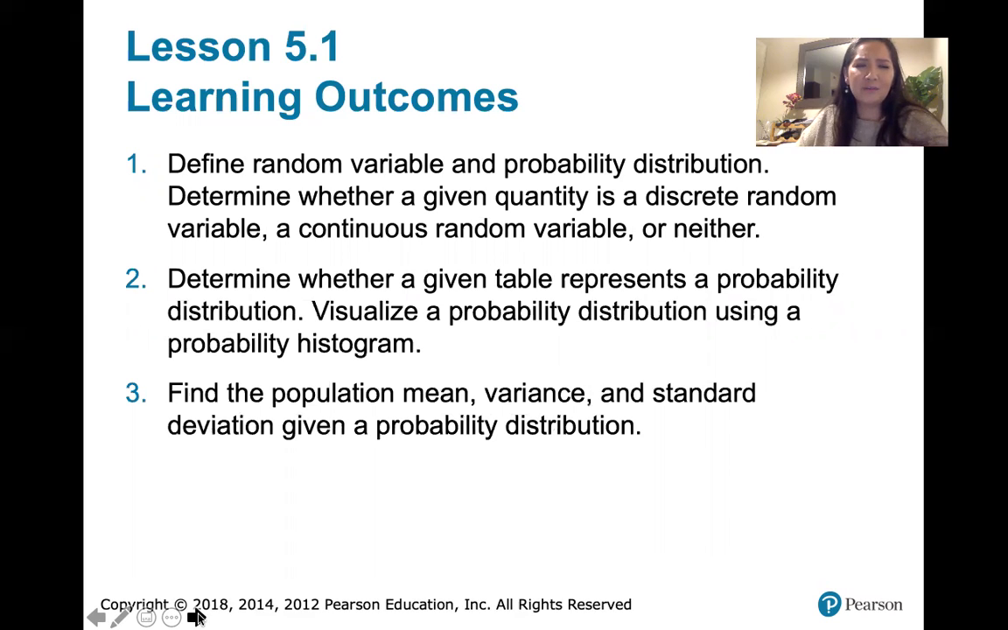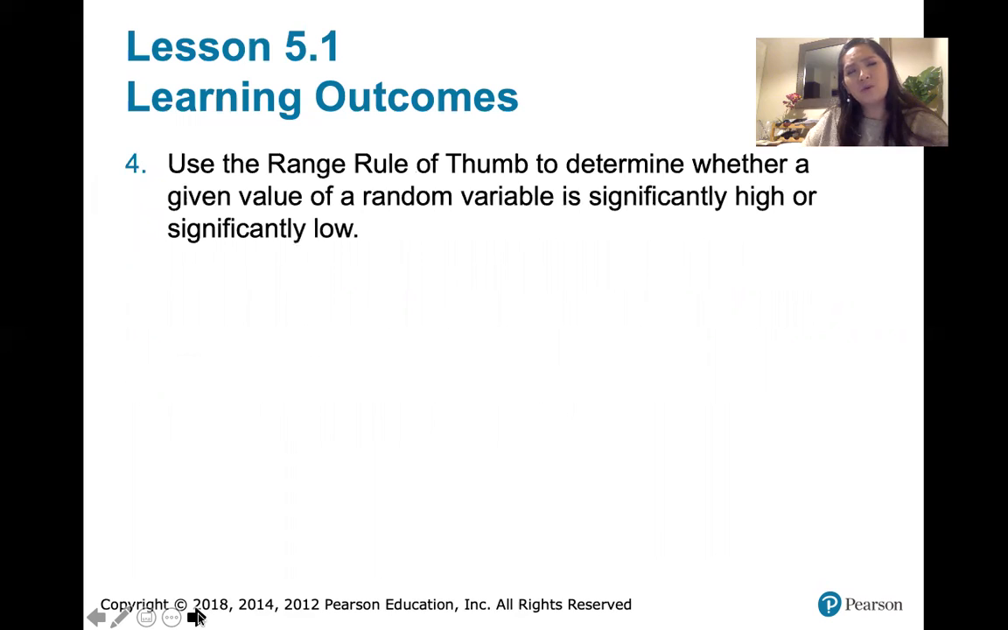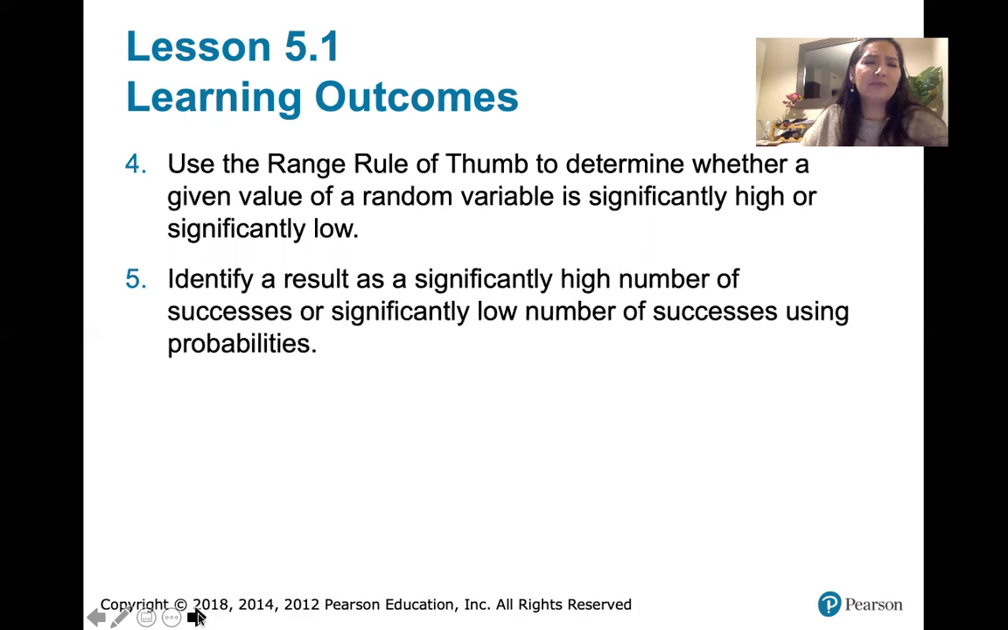Then in learning outcome number 3, we'll learn to find the population mean, variance, and standard deviation given a probability distribution. In learning outcomes 4 and 5, we're going to determine whether a given value of a random variable is significantly high or significantly low. In 4, we're using the range rule of thumb. In 5, we're determining whether a result is a significantly high number of successes or a significantly low number of successes using probabilities.